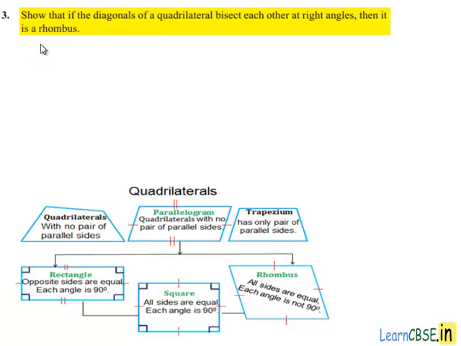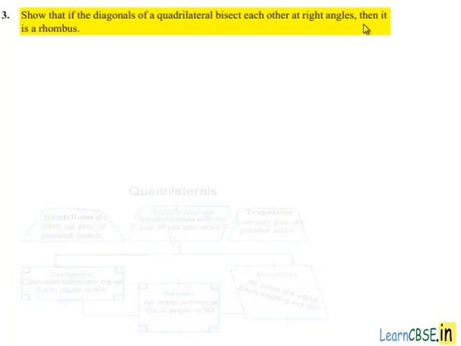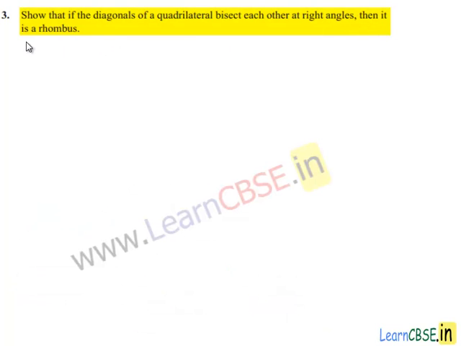Moving on to the third question. Show that if the diagonals of a quadrilateral bisect each other at right angles, then it is a rhombus. Now moving on to the solution. Let us note down the given information. He says that the diagonals of a quadrilateral bisect each other at right angles. So let us consider a quadrilateral ABCD in which the diagonals AC and BD bisect each other perpendicularly at some point O.